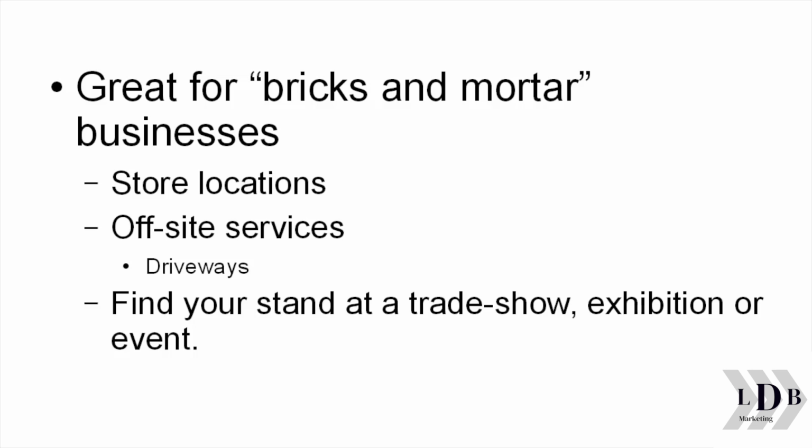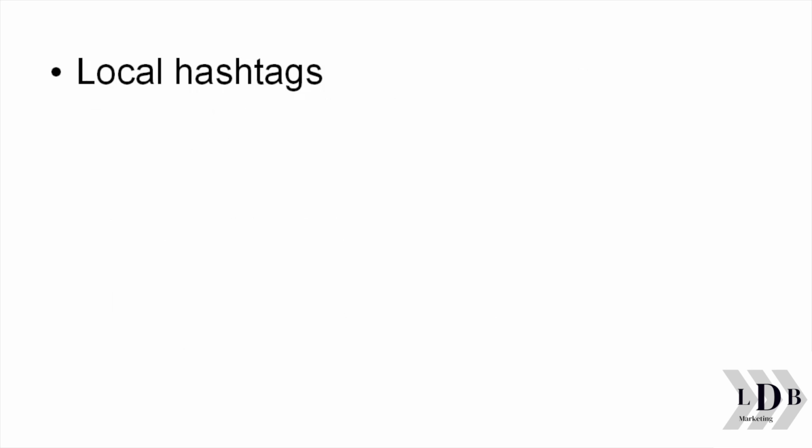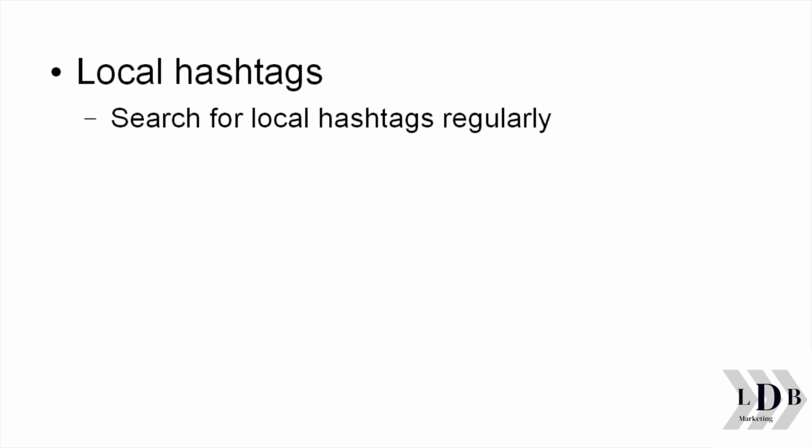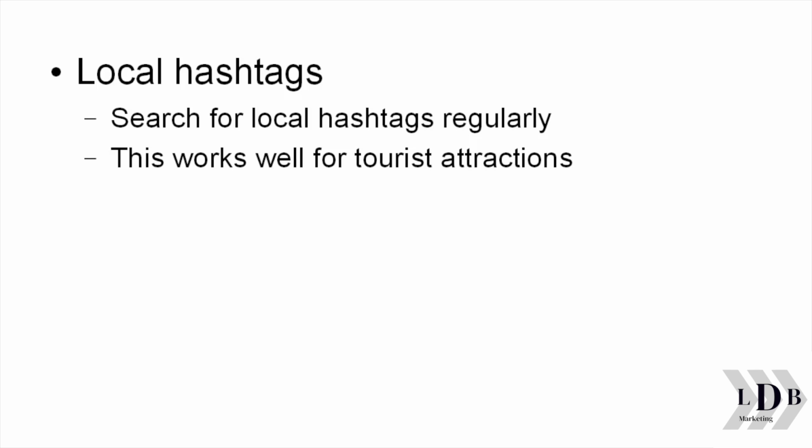You can also use local hashtags on Instagram, and this can be very powerful. What you should do is search for local hashtags regularly, and be sure to add your photos to that particular hashtag. And this works well for tourist attractions as well as places like restaurants and retail stores and that sort of thing.